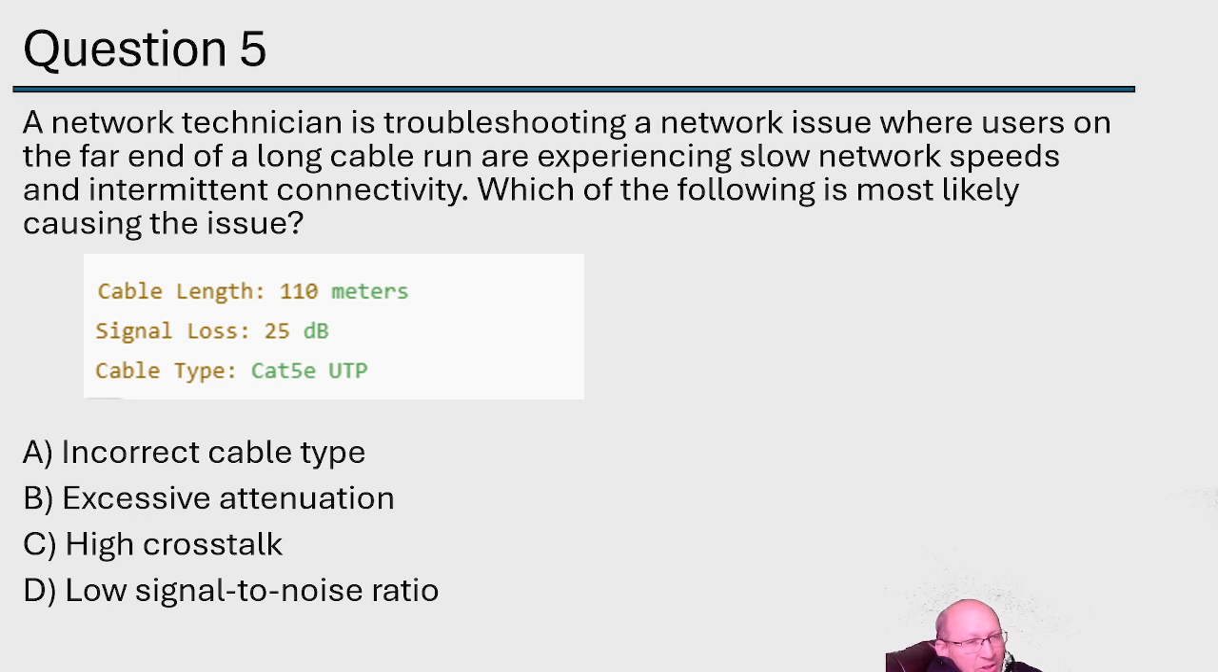Does it provide an issue? Let's look at our question again. A network technician is troubleshooting a network issue where users on the far end of the long cable run are experiencing slow network speeds and intermittent connectivity. Which is the following is most likely the issue? If we look at the SNR, we see that we're experiencing slow network speeds and intermittent connectivity. SNR wouldn't technically provide that intermittent connectivity, and it definitely wouldn't do the slow network speeds. We would see that kind of an issue with either attenuation or crosstalk, specifically with one of them.